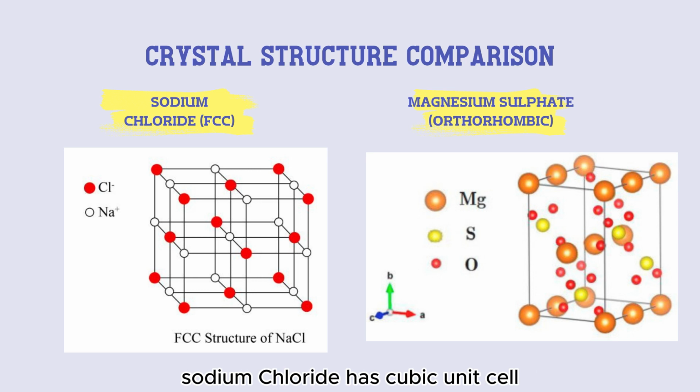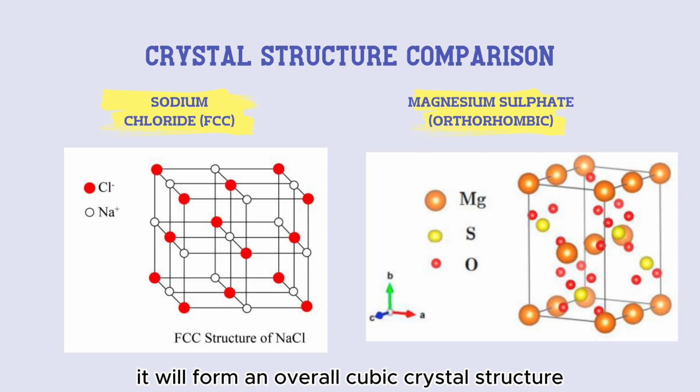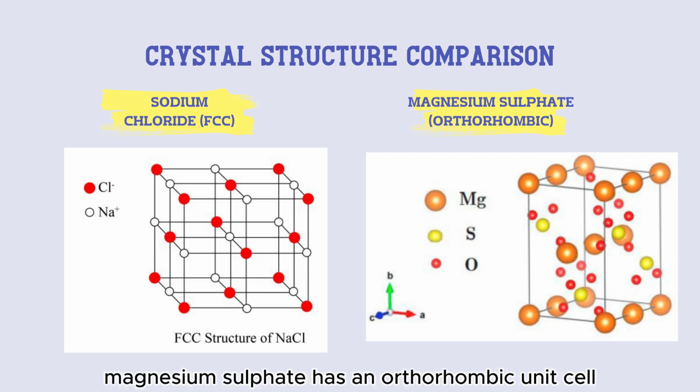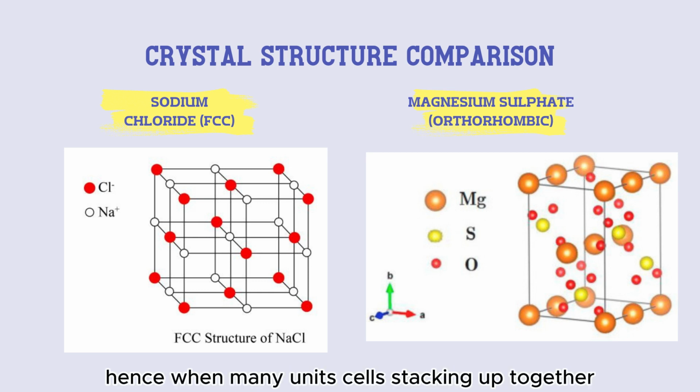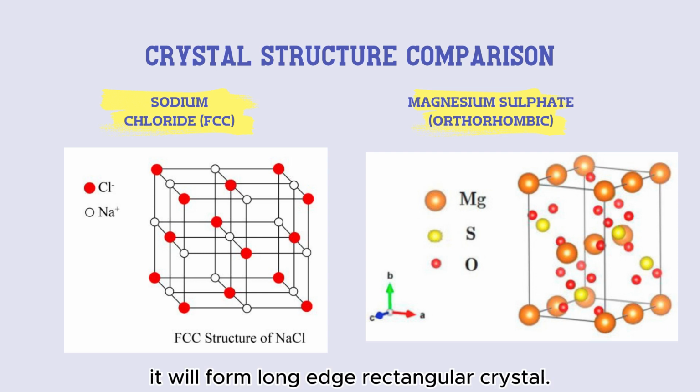Sodium chloride has a cubic unit cell. When its unit cells stack up together, they will form an overall cubic crystal structure. Magnesium sulfate has orthorhombic unit cells, or cuboids with unequal sides. Hence, when many unit cells stack up together, they will form long-edged rectangular crystals.